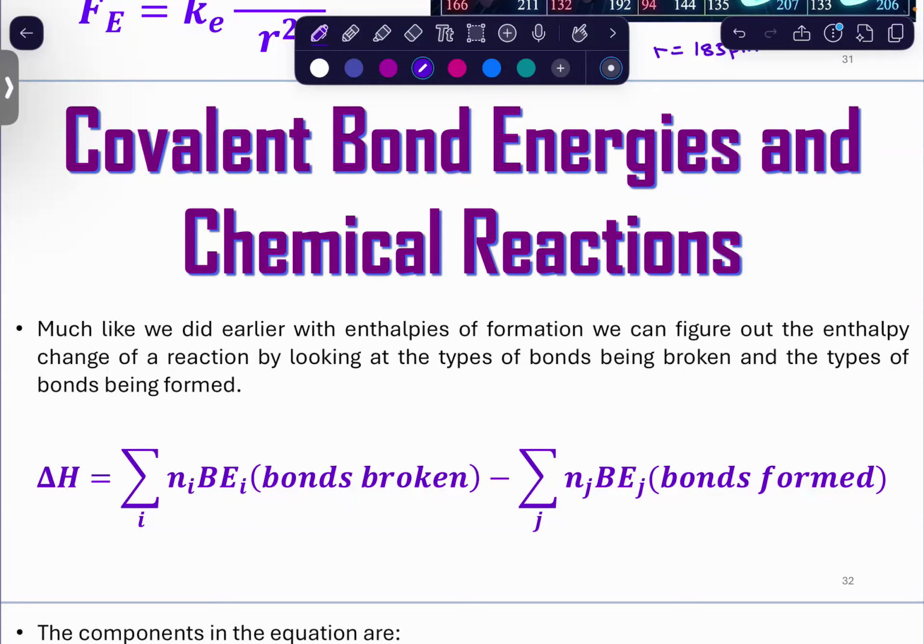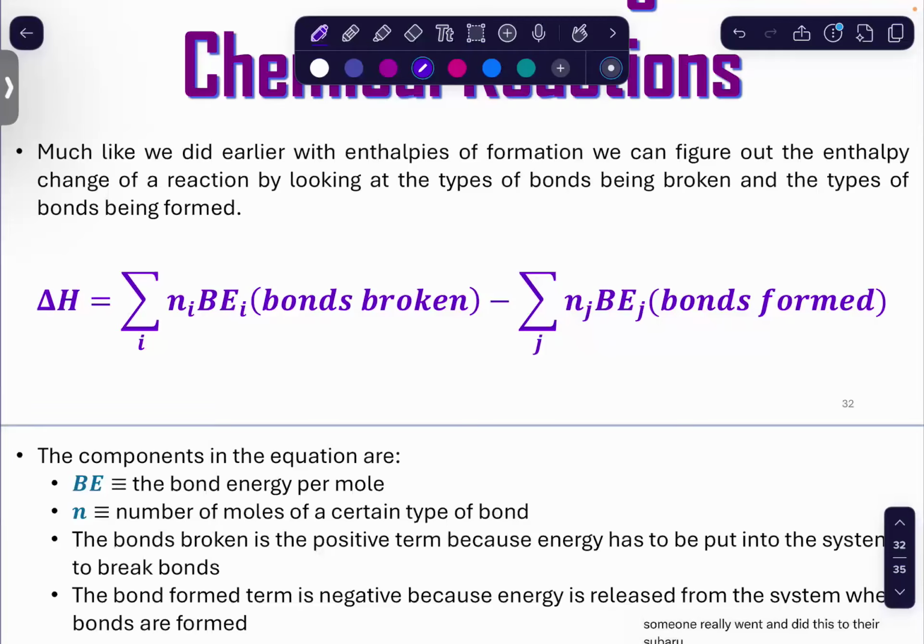So now we're going to talk about finding the change in enthalpy of a reaction by looking at the covalent bonds involved in the reaction. We have an equation very similar to the delta H we used when we were talking about enthalpies of formation. Only this time, you're looking at the energy of the bonds that are broken minus the energy of the bonds that are formed. Your value of n is the number of moles of a certain type of bond, and your bonds broken is a positive term because energy has to be put into the system to break bonds. Your bonds formed is a negative term because when bonds are formed, energy is released.